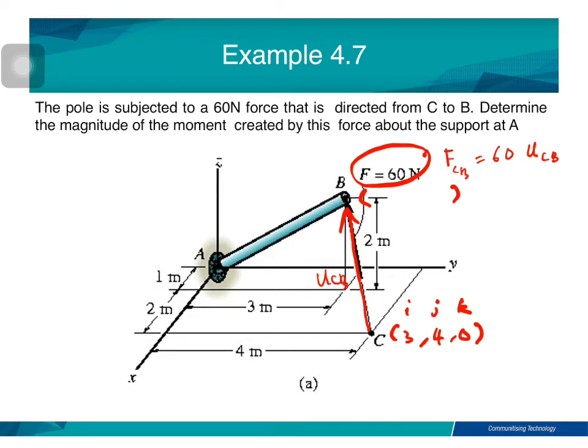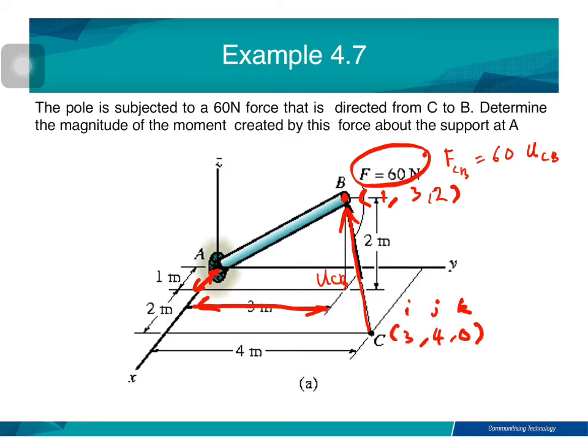So how about B? What is this coordinate B? So B here, I is 1. So 1I. And then how about J? J here is 3 meters. And then K. K here we have 2 meter. So this is the coordinate for the C and B.